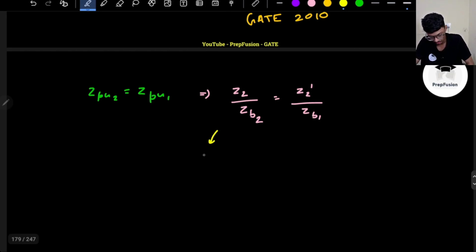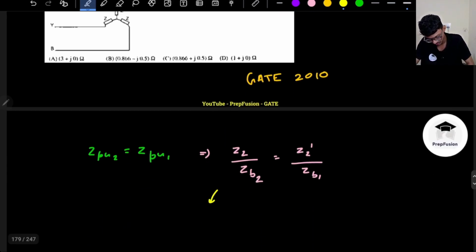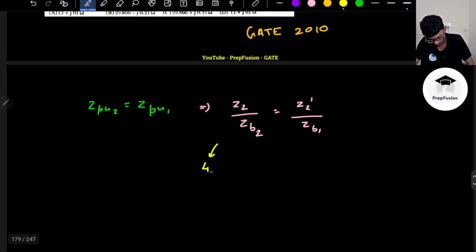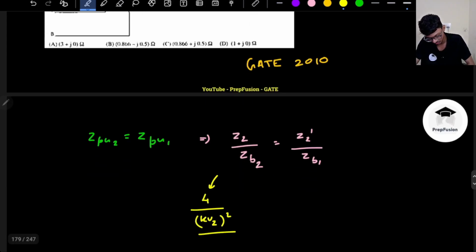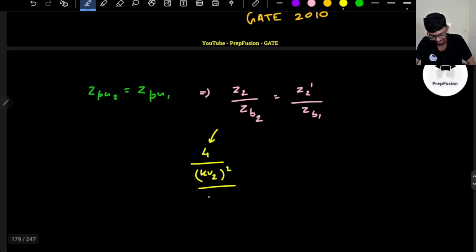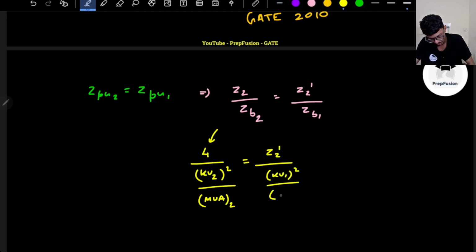So Z2 is given to me as 4 ohms. What is Z base? Z base is basically kV2 whole square upon MVA, right? This we have already discussed, or you can derive it. I'm not deriving it again, but if you remember, it was kV2 whole square upon MVA. MVA on the secondary and primary is the same, and this will be Z2 dash upon kV1 whole square upon MVA 1.